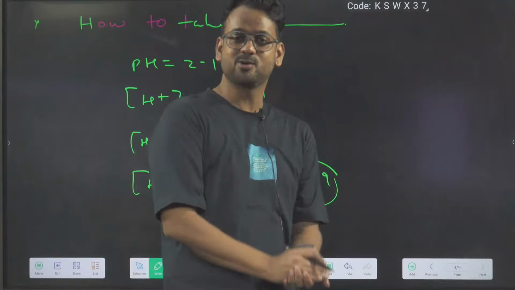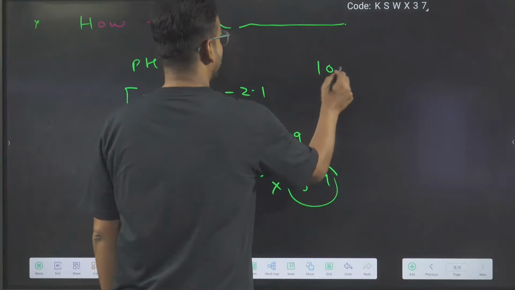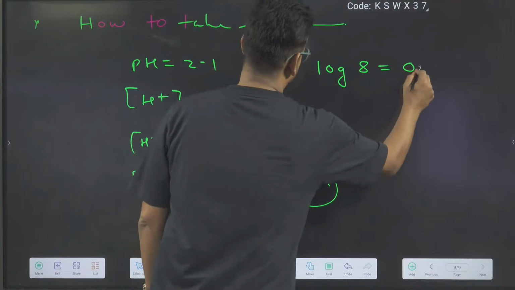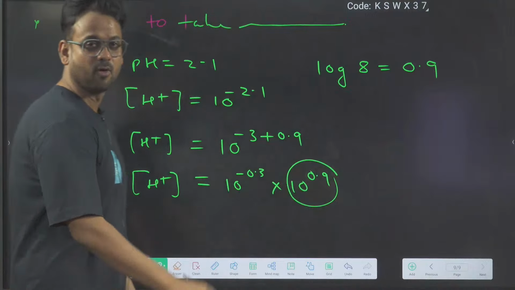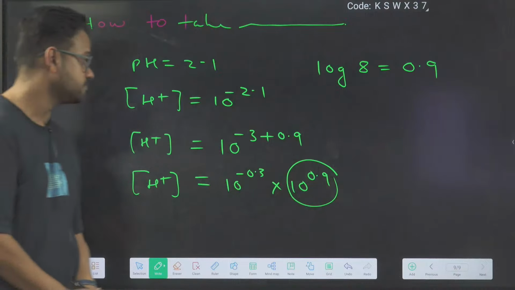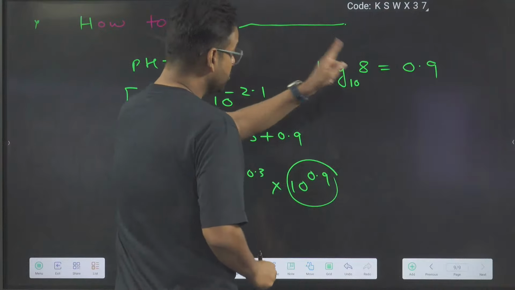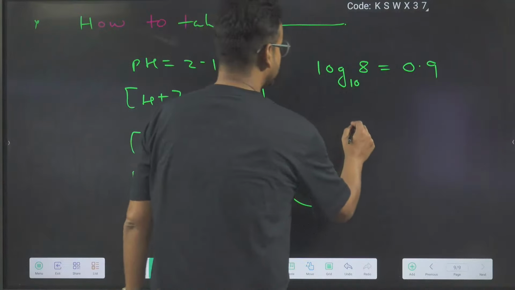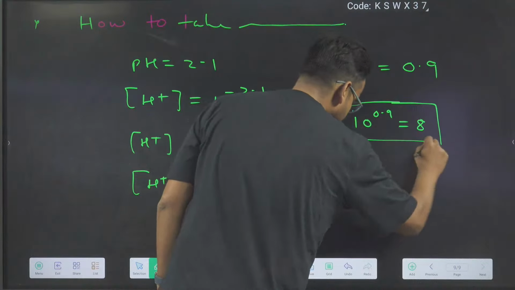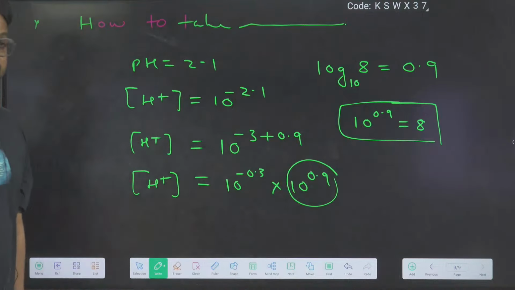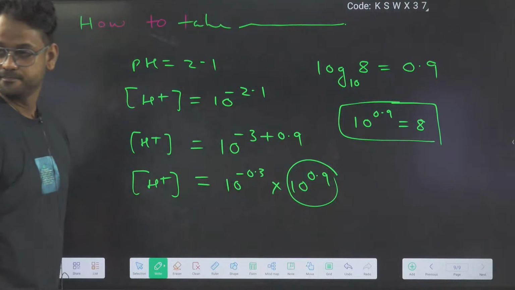So as soon as you see this 0.9, kuch hona chahiye. Something should happen. The moment you see this 0.9, you should be reminded of log 8. Log 8 is 0.9, boys and girls. I told you log 1 to 10 you should remember. So if log 8 is 0.9, you know that the log base is 10, so 10 to the power 0.9 can be written as 8.